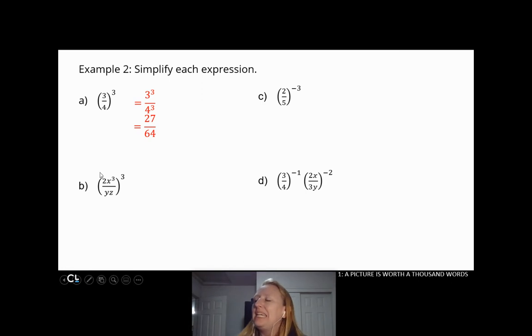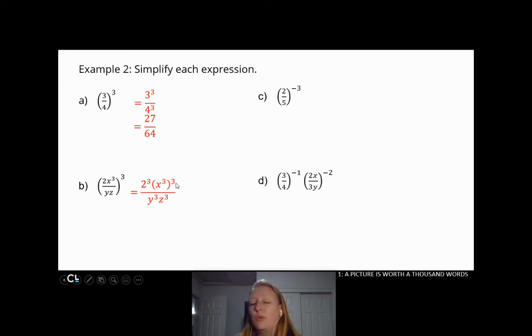For B, everybody's going to get a power of 3. So this becomes 2 to the 3rd power, x² to the 3rd power, y³ to the 3rd power, z³ to the 3rd power. And I do want to clean up just a little bit. 2 to the 3rd power is, of course, 8. 2 times 2 times 2. 2 times 2 is 4. Times 2 is 8.